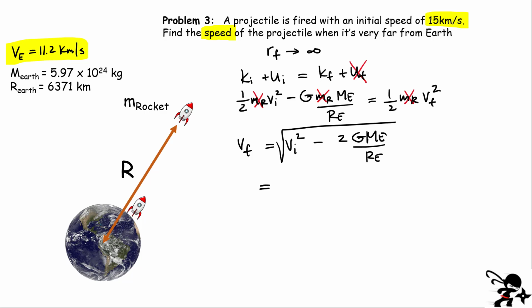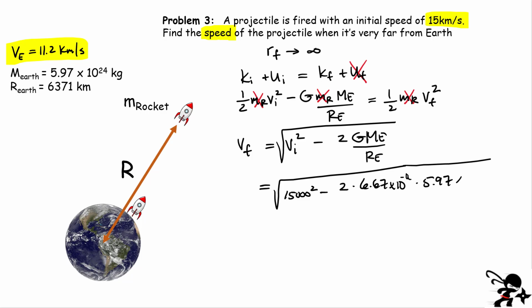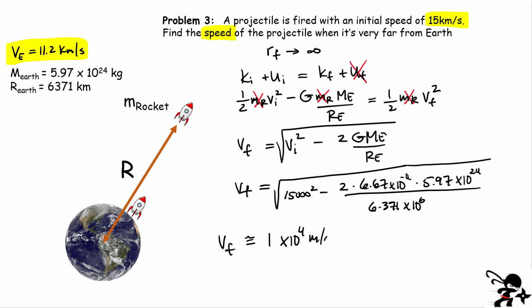And guess what we get? Initial velocity was 15, so we get 15,000, and minus, now this term here, 2 times 6.67 times 10 to the negative 11, mass of the Earth, 5.97 times 10 to the 24, over the radius of the Earth, 6.371 times 10 to the 6 meters. That's my expression for V final. V final in this case gave me approximately 1 times 10 to the 4. That's in meters per second.